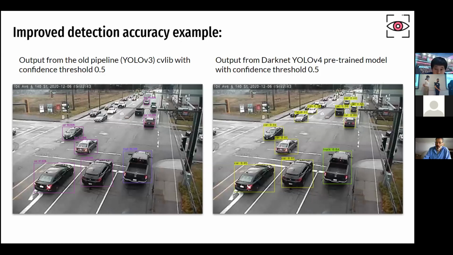So here we present you with an example of our improved detection accuracy. On the left is the output from the old pipeline, where we were using YOLO v3, a pre-trained model from the open source computer vision library. And on the right is the output from YOLO v4, with the same pre-training, pre-trained on the same data set, which is Microsoft COCO. It's basically a huge image data set with many categories of labels. And you can see that on the right, it detects many more cars, also with a higher confidence compared to the image on the left.